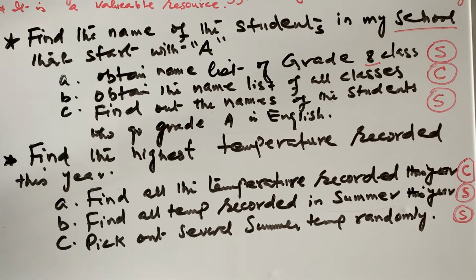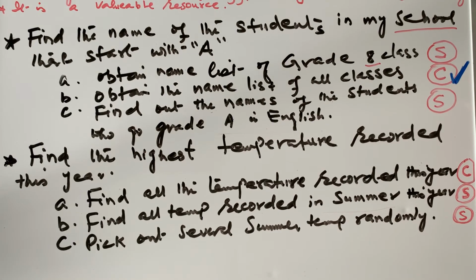Now if the task was to find the names of the students in my school that start with A, which one is correct? Which one is the best way to get that? This is B, right? Obtain the name list, that is census. This is the best procedure, right? If the question is which is the best way to find out the names of the students in my school, it is the census. Obtain the name list of all classes, and then you can pick out the names starting with A, right?